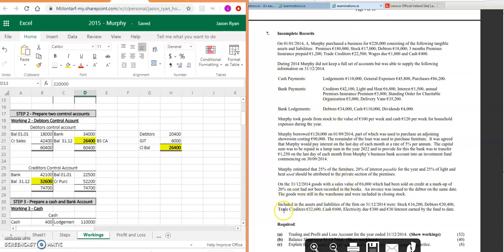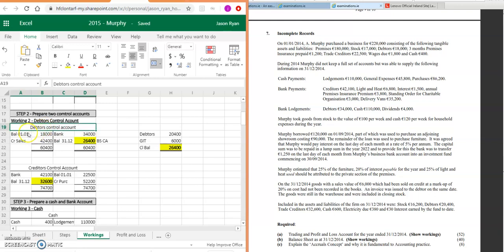And then we have a look at the end and see do we have any debtors or creditors, and we've got creditors here and we've got debtors here. So we're just going to put them into a T account and calculate the difference, which will be used to calculate our sales and our purchases.